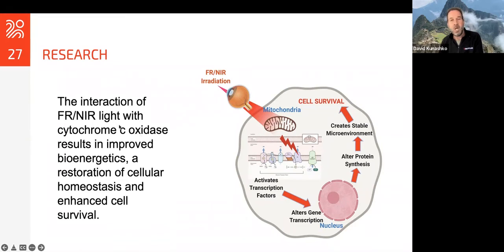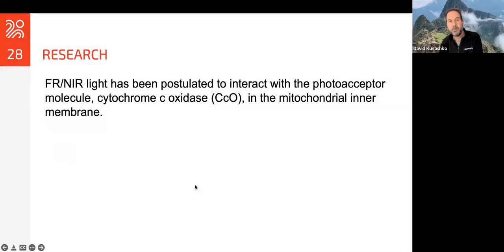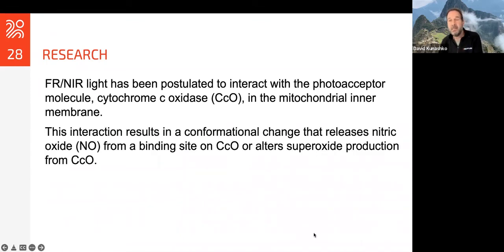And in it, they talk about using far red, FR, near infrared, the wavelengths I've just mentioned. These are the ones that are going to improve the bioenergetics of the cell, restoration of cellular homeostasis, and enhanced cell survival. This is all quoting from the paper, okay? So this is a little technical. I'm not going to spend a lot of time on it. But again, from the paper, it talks about how this photoacceptor molecule, cytochrome C oxidase, which is what I've been talking about, is the target.